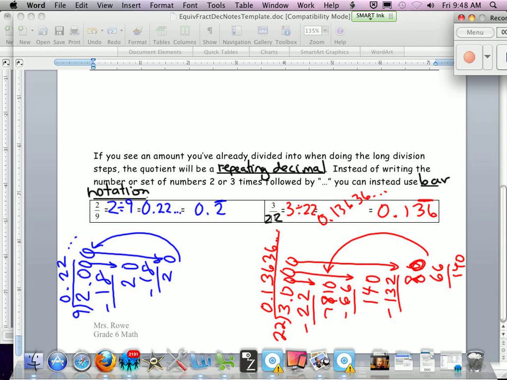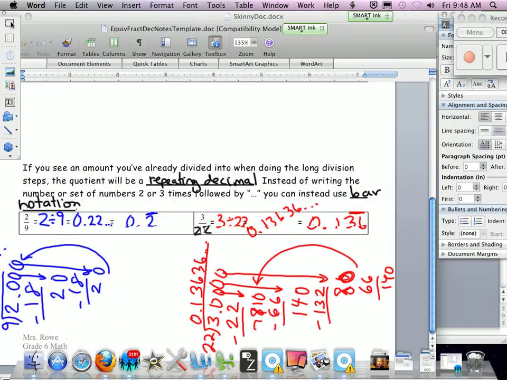So you're going to go ahead and practice on the back side for a little bit.